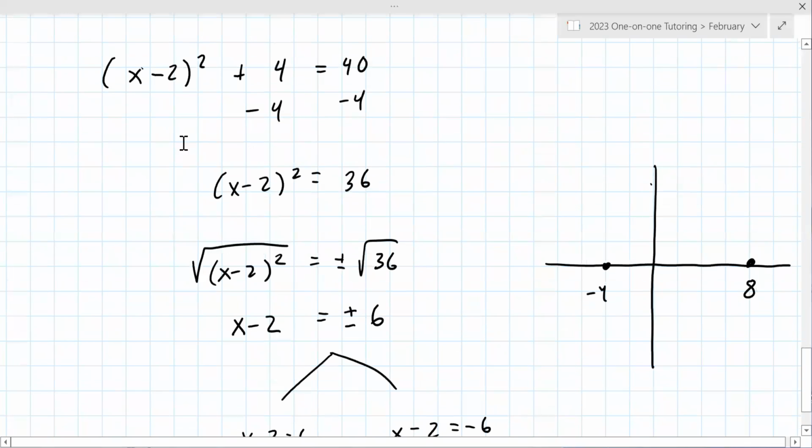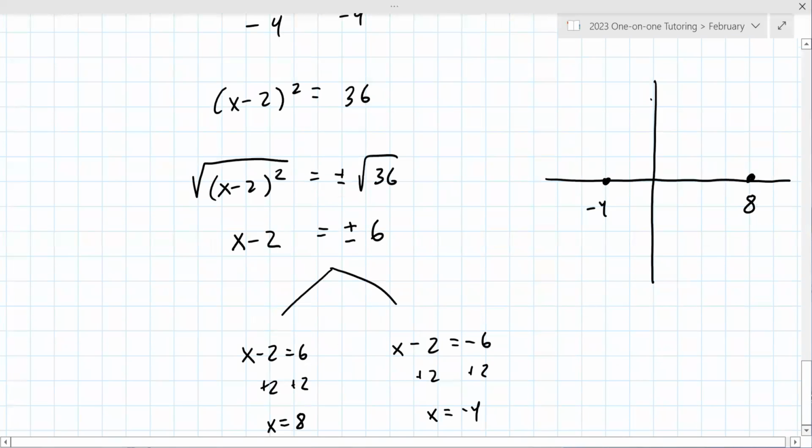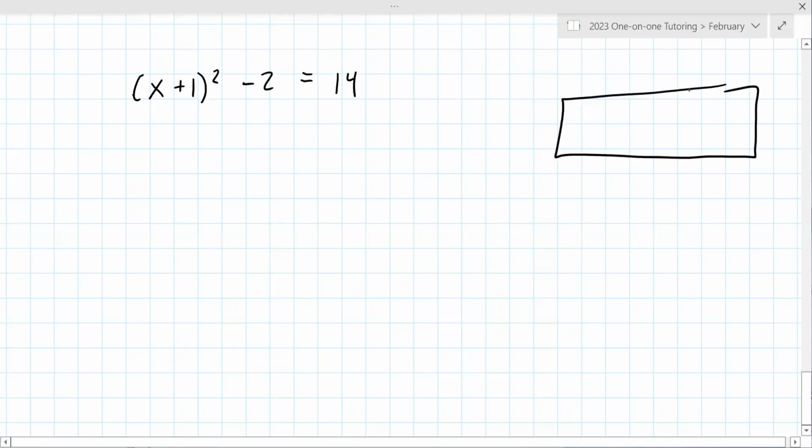All right, now I would like you to do one on your own. Do you have any questions about anything we did? All I'm going to do is change the numbers. I'm not going to change the process. Okay, I'll try one of my own. All right, so let's say it's (x plus 1) squared minus 2 equals 14. Go ahead and try this one. I just want your final answers. Assume I'm just going to grade what's in the box whenever you're done.